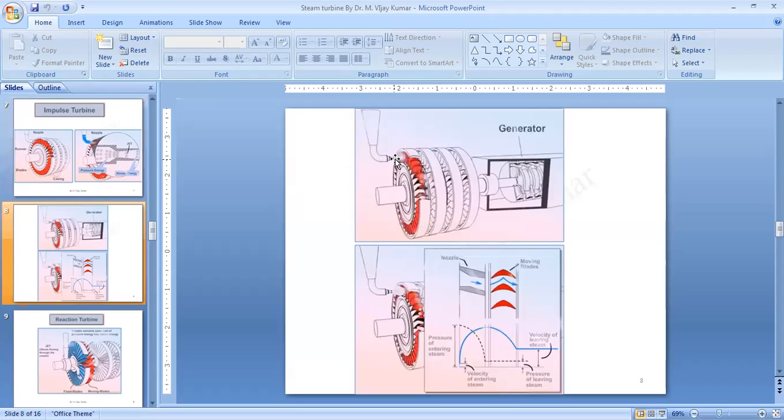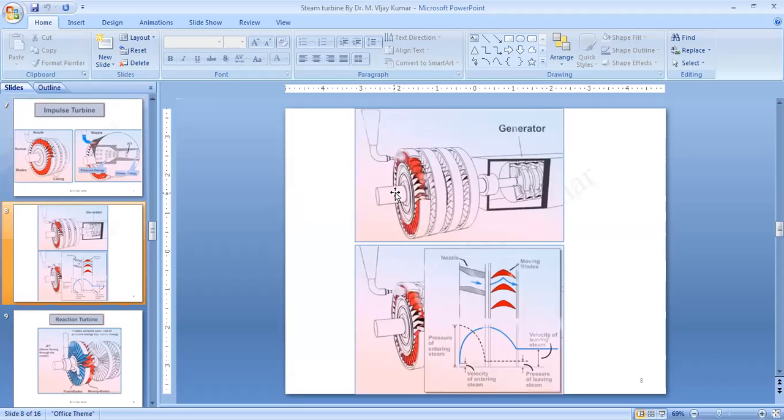When the high velocity steam starts hitting the blades, it impinges on the blades. What will happen here? The blade starts rotating. As the blade starts rotating, the runner also rotates, because those things are mounted on the runner. And as the runner rotates, the shaft also rotates.